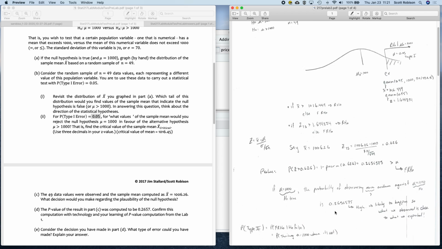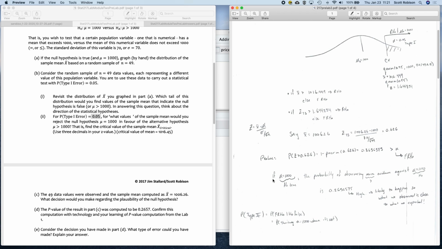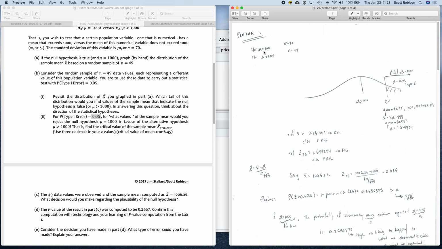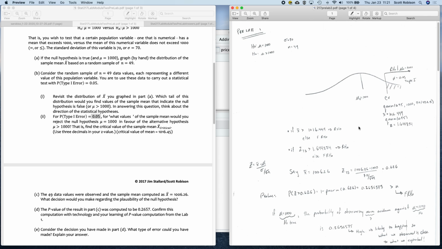Let's remind ourselves what p-value means in context. The blanket statement is that if the null hypothesis is true, then the probability of observing more evidence against the null hypothesis is the p-value. Specifically here, what's the null hypothesis? The null hypothesis is that mu is 1000. So if the center really is 1000, then the probability of observing more evidence against the null hypothesis, in this case greater values than the null hypothesis, is talking about the right tail. So the probability of being on the right of the test statistic would be the p-value.